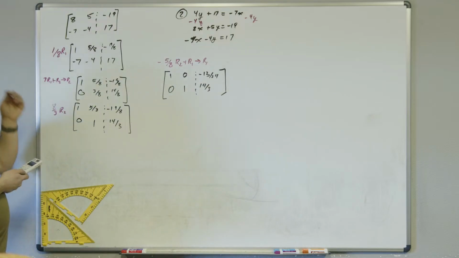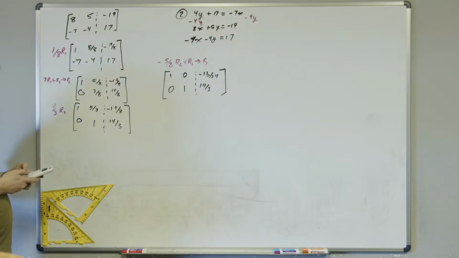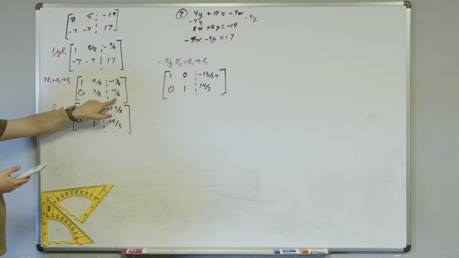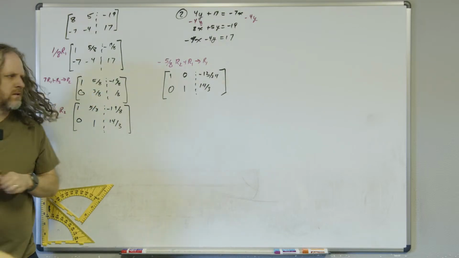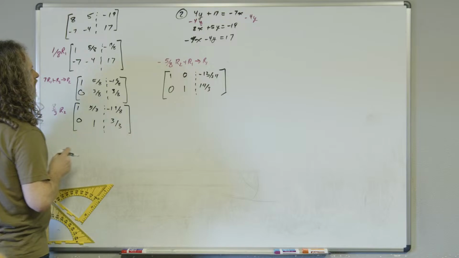And then times row 1, so 7 times negative 19/8, so negative 19/8 times 7, times 7 plus 17 equals 3/8, and we wrote 14/8 for some reason. I got 3/8 too. So that should be a 3/8, which already looks like a much easier circumstance.